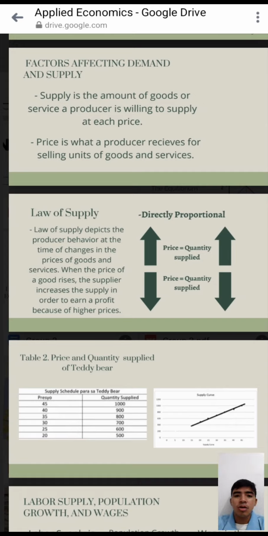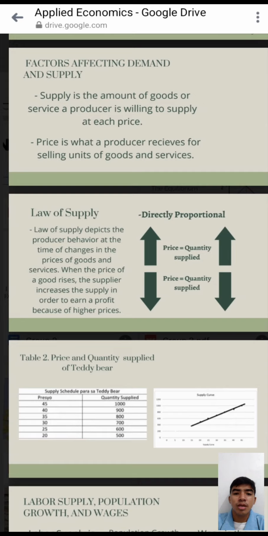Law of supply. The law of supply depicts producer behavior at the time of change in the prices of goods and services. When the price of a good rises, the supplier increases the supply in order to earn a profit because of higher prices. When the price of a good rises, suppliers increase supply to make a profit due to the higher price.